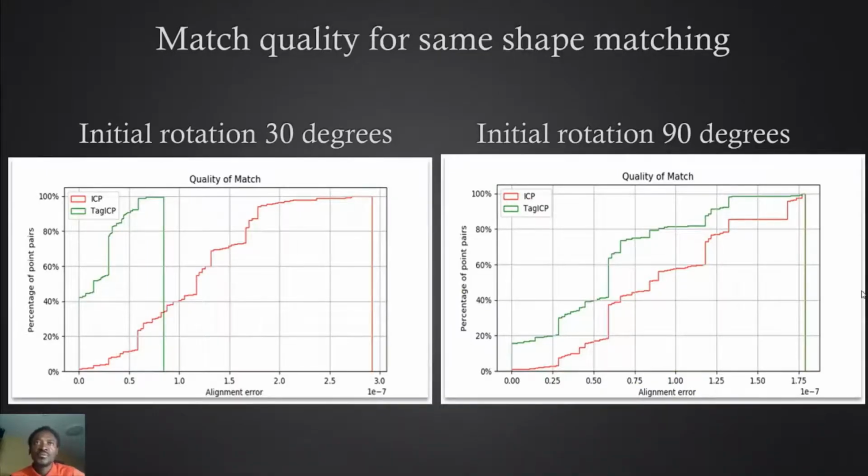These two graphs represent the match quality results for matching same shapes at 30 degrees and 19 degrees rotation of the data point cloud along its x-axis. We can clearly see from the graphs that both Tagged-ICP and ICP had a perfect match. The horizontal axis range is an exponent of -7, which is orders of magnitude smaller than, for example, the distances between atoms in a molecule.